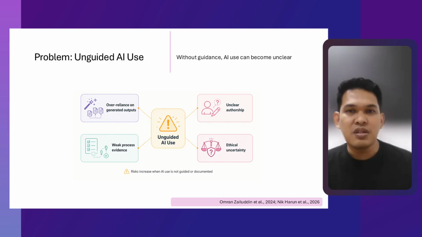So the problem is not simply that students are using AI. The problem is that AI use can become unstructured, undocumented, and difficult to assess. This is why educators need practical guidelines that help them define how, when, and why AI should be used in design learning.